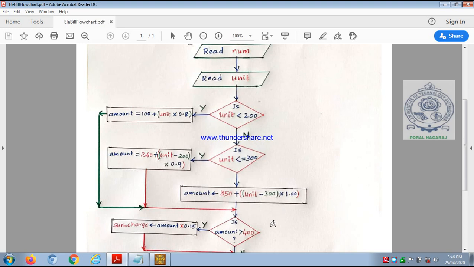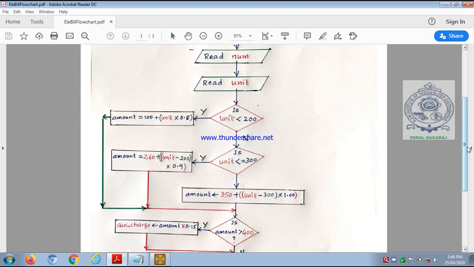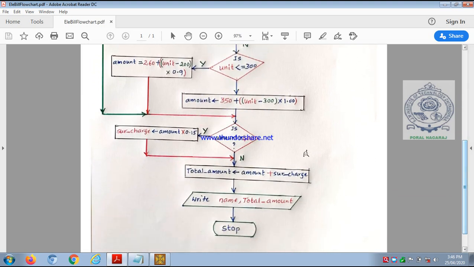Once you get the amount, you have to check whether it is greater than 400. Follow this path, follow the arrow mark. Is amount greater than 400? For 250 units, the amount is not greater than 400, so we follow the no path. So the total amount is equal to amount plus surcharge. Then write name and total amount.